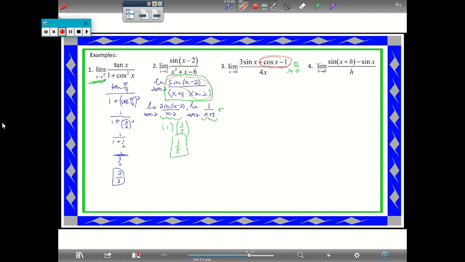Okay, so I'm going to rewrite it. All right, here we go. So we've got the limit as x goes to 0 of 3 sine x over 4x plus the limit as x goes to 0 of cosine x minus 1 over 4x. Now pause here for a second. Now this is where students get confused between addition and multiplication.